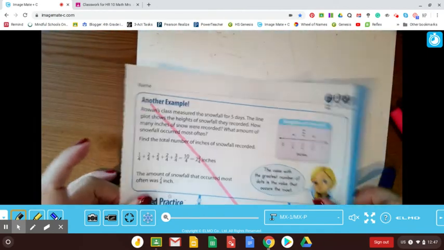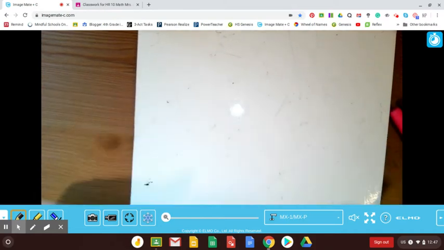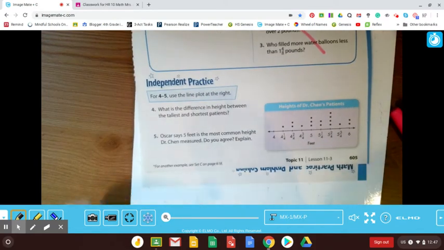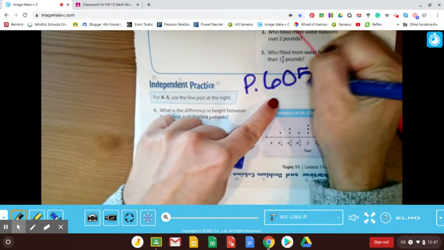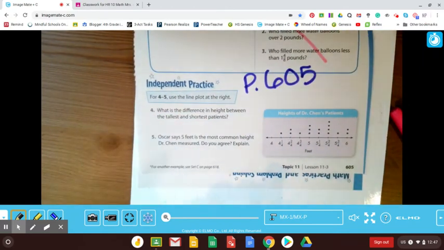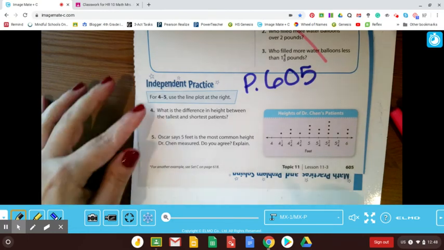I'm going to fold it so that I can show it to you guys more easily. All right, so this is page 605. You should be following along with me. Everything that I'm doing, you should have the answers to as well, because you are going to be responsible for showing me all of this work at the end of the week. All right, here we go.